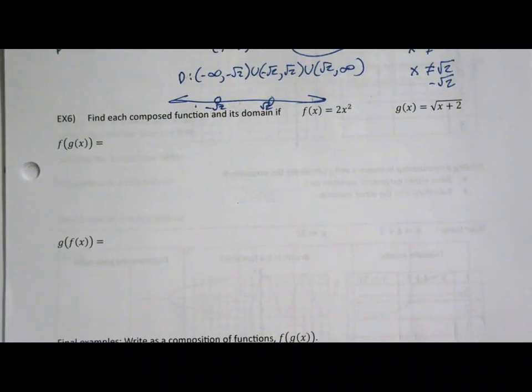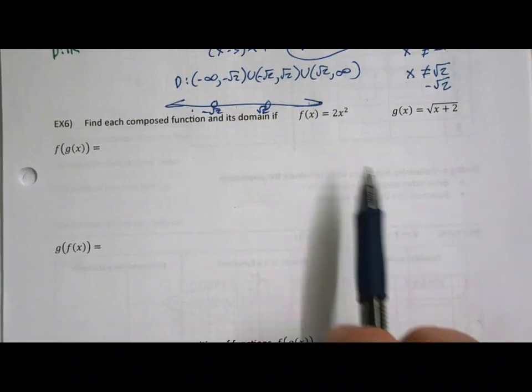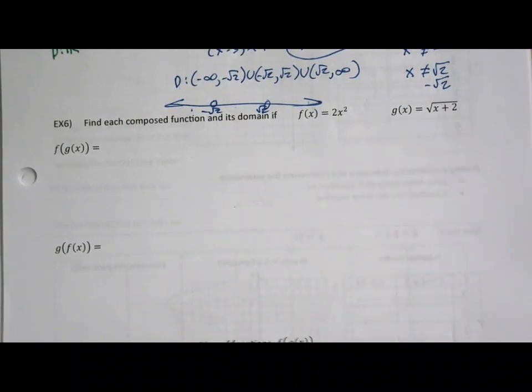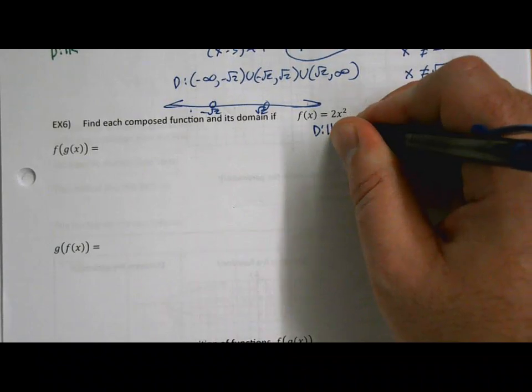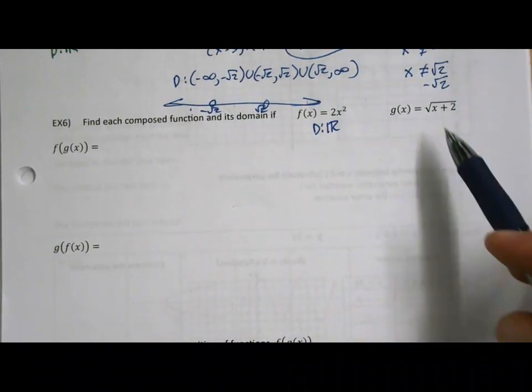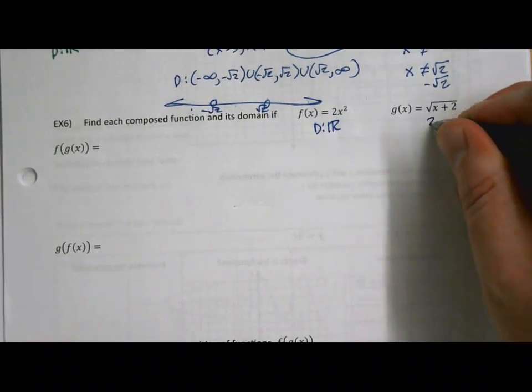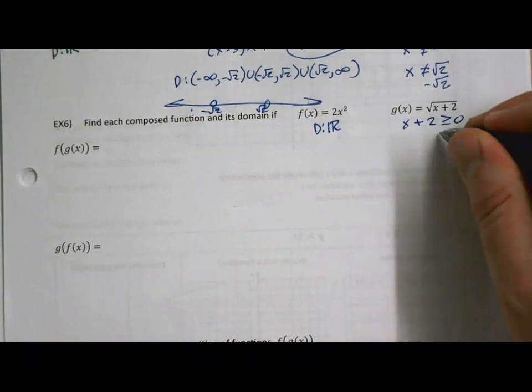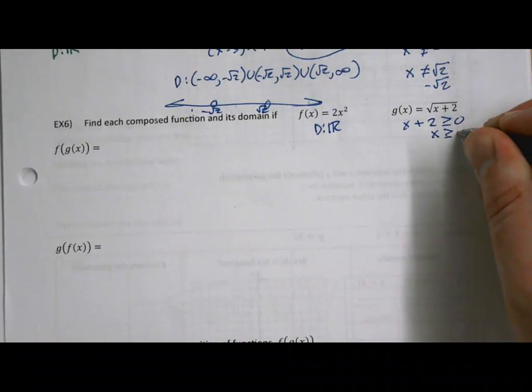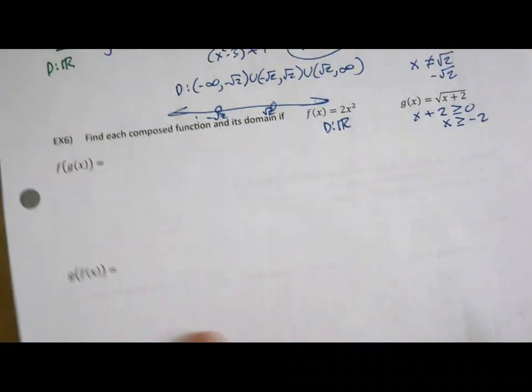All right. You guys want to try one? Yes, we can't wait to try it. Hey, I got an idea. We know we're going to have to find the domain for both of these, so let's go ahead and do that right now. What's the domain for 2x squared? Everything. And what's the domain for g of x? I know x plus 2 needs to be greater than or equal to 0, so I guess x needs to be greater than or equal to negative 2. Is this the same problem we did before? On the last page? It's not, is it? No. Okay. Good.